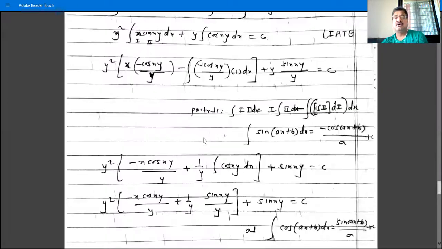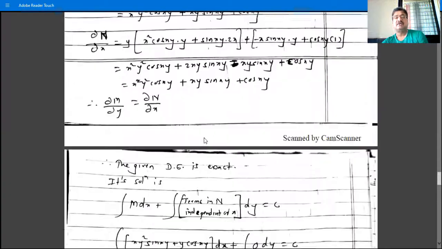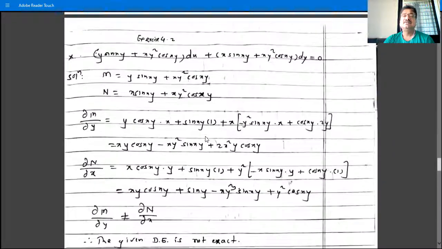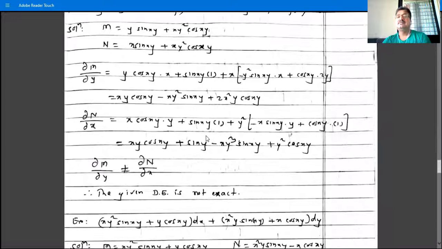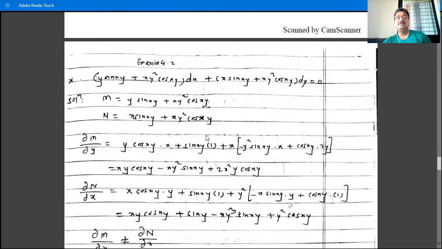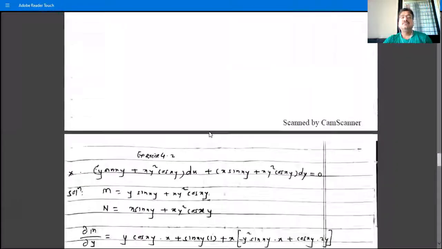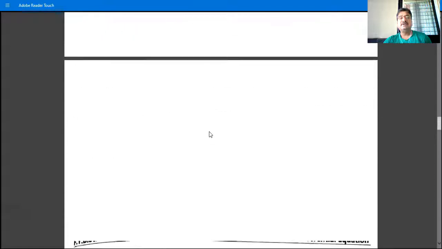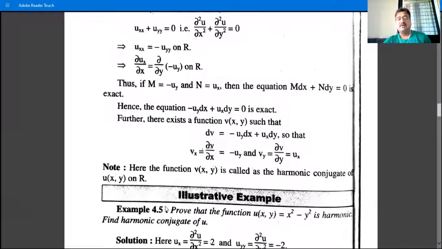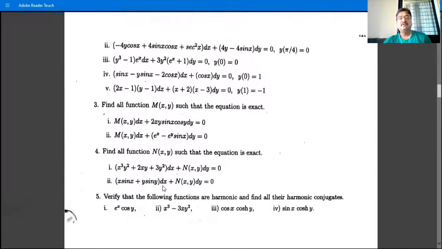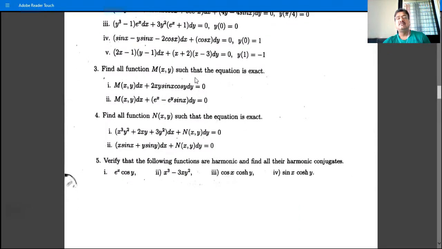So first solve all the problems of exact differential equation, and then we will start the next topic, differential equation reducible to exact differential equation, or integrating factor. In the next lecture we will see the definition of harmonic function, and we will solve these types of problems, that is, find all M and N such that the given differential equation is exact. So these type 3 and 4 problems, and this is the harmonic function. We will see these problems in the next lecture.